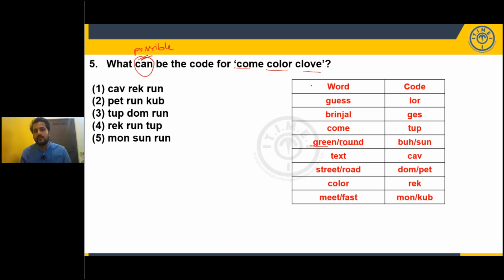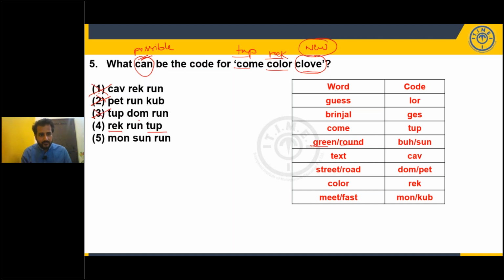Come, color, clove. What is the code for come? TUP. Okay. What is the code for color? REK. And clove is completely new word. So my answer should be combination of these two and a new word. Okay. So where we have first TUPREK, do you have in the first option? No. Second, no. Third, no. Fourth, yes.